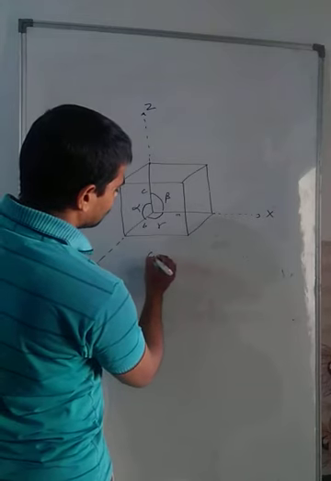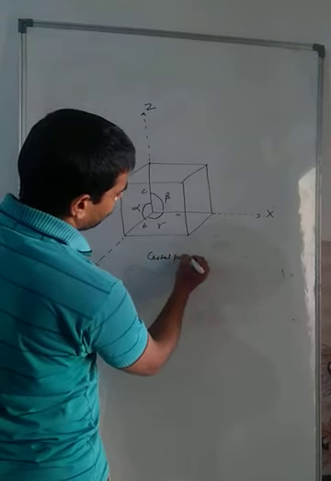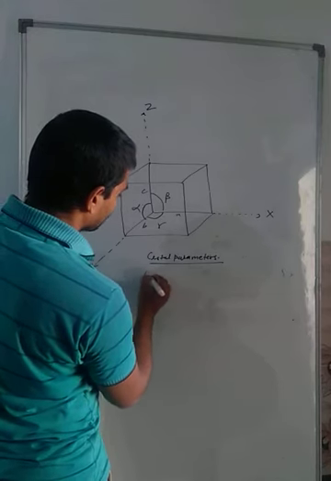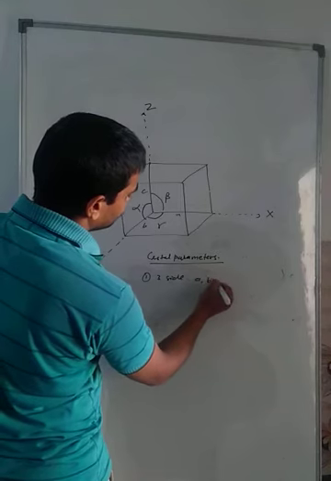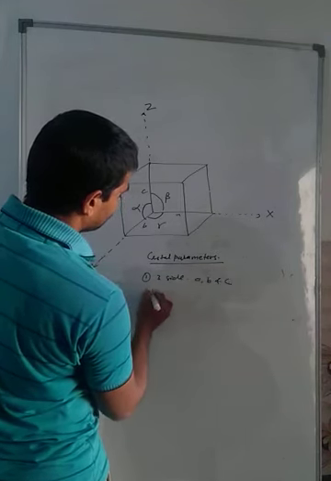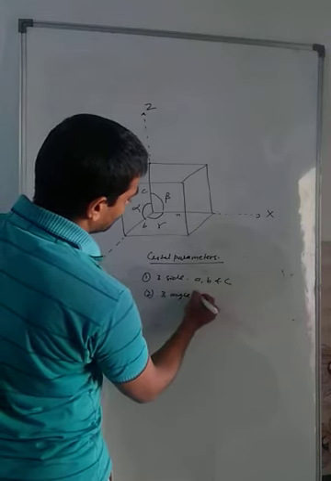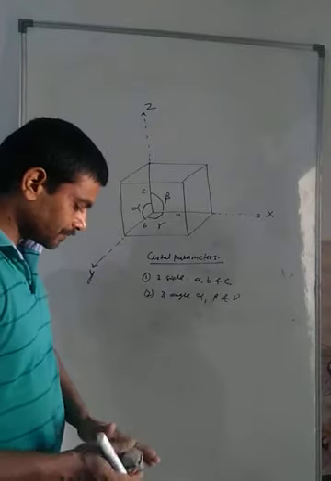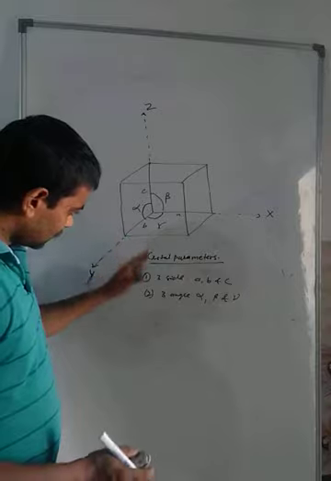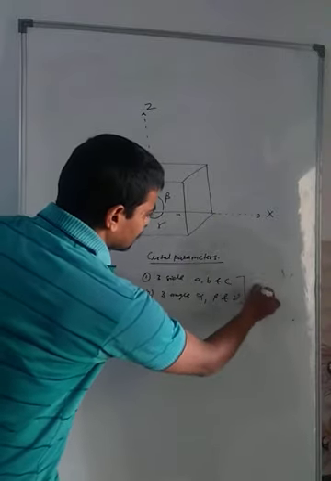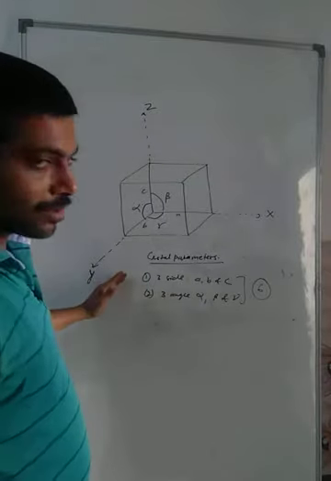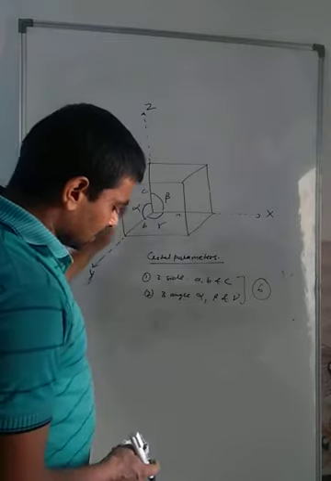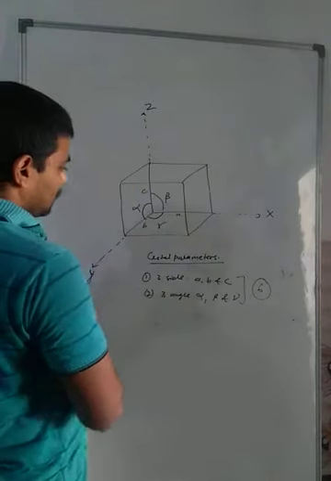Here we have the crystal parameters: 3 sides A, B and C, and 3 angles alpha, beta and gamma. These are the crystal parameters, 3 sides and 3 angles. The total number of crystal parameters is 6. All crystals can be explained on the basis of these 6 parameters. Now, with the help of these parameters, we are going to classify the types of unit cell. Okay, note it down.